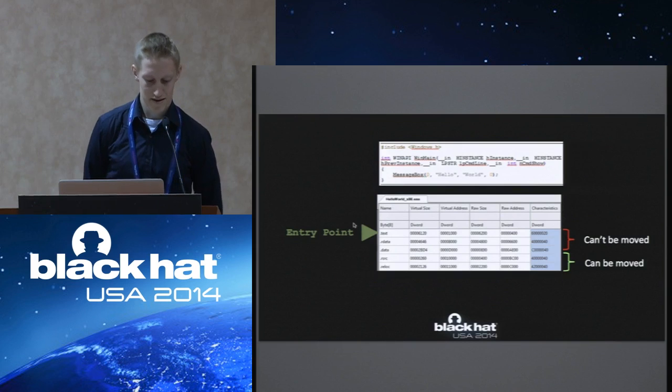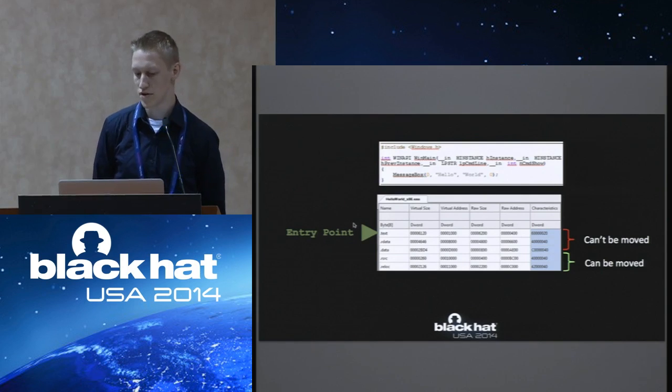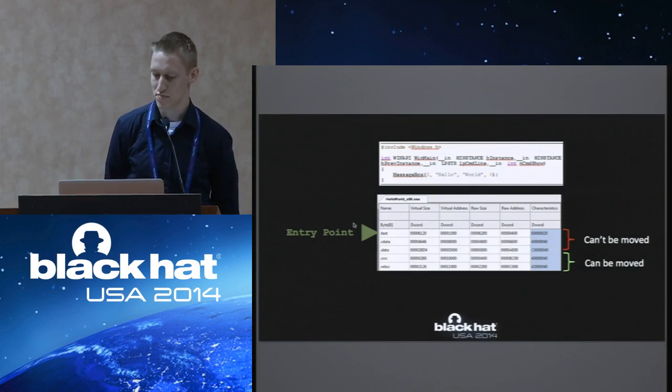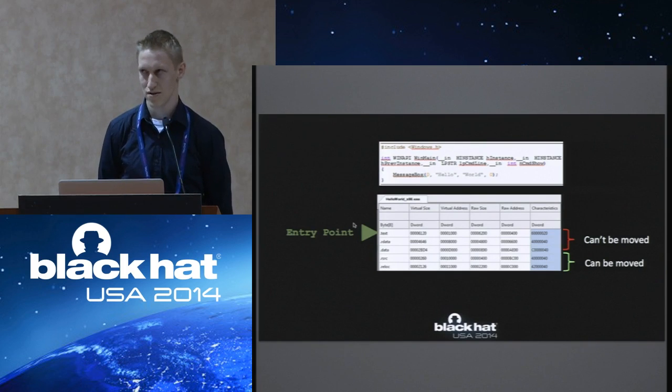A quick program example is the following. We have a simple C program which calls a message box saying hello world. And if you look into the section table of this program, we can see there are 5 sections. The first one is a text section, which contains the assembly code of your program, generated by your compiler. And this text section contains absolute references to the next 2 sections, which are the rdata, also called the import section, and the data section.